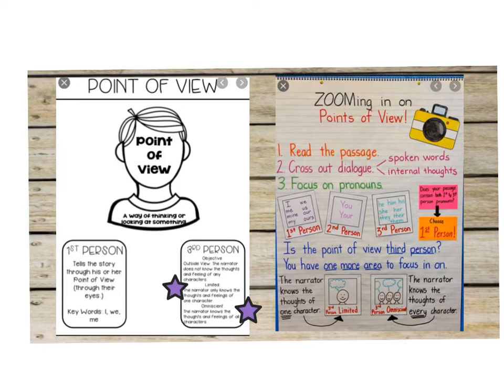And then third person, this is an outsider's view. So the narrator does not know the thoughts and feelings of any character, necessarily of any person. They might be limited, they might be omniscient.